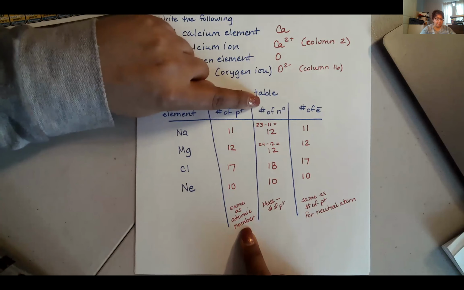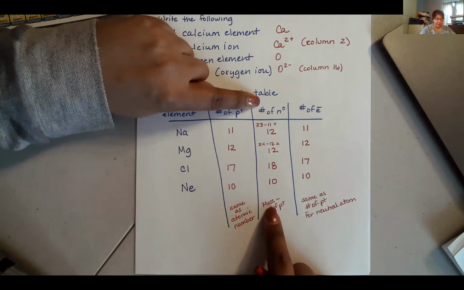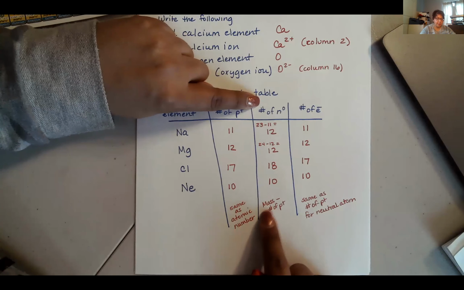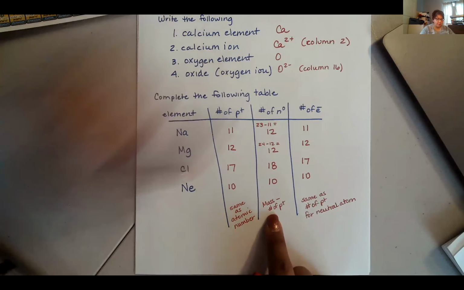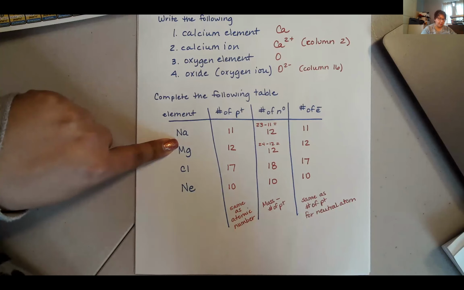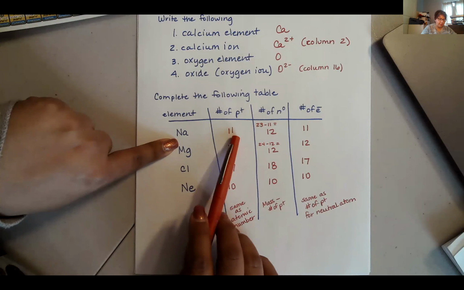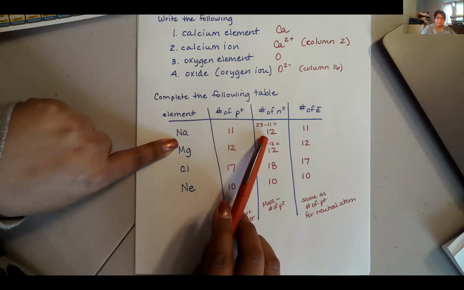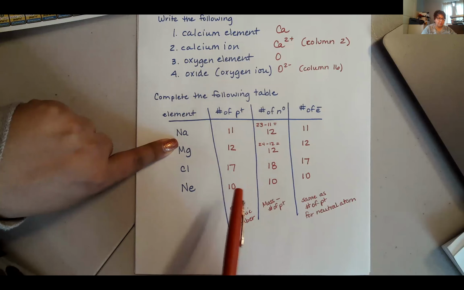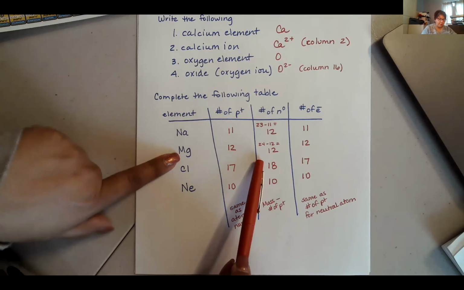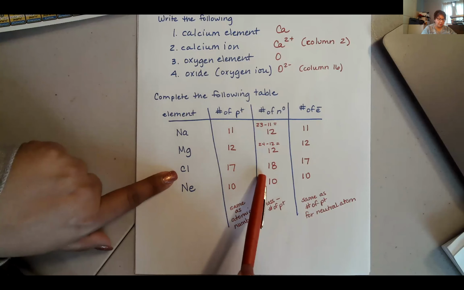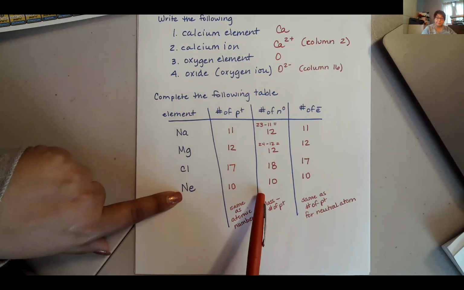The number of neutrons, remember that you subtract the number of protons from the mass number. So for sodium, it weighs 23, but you subtract the 11 from here and you get 12. And we round to the nearest whole number. So same thing for magnesium, chlorine, and neon.